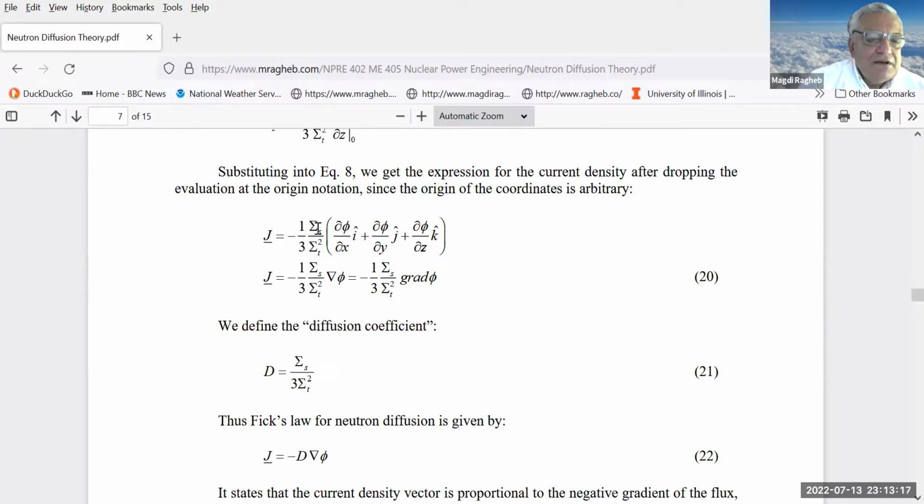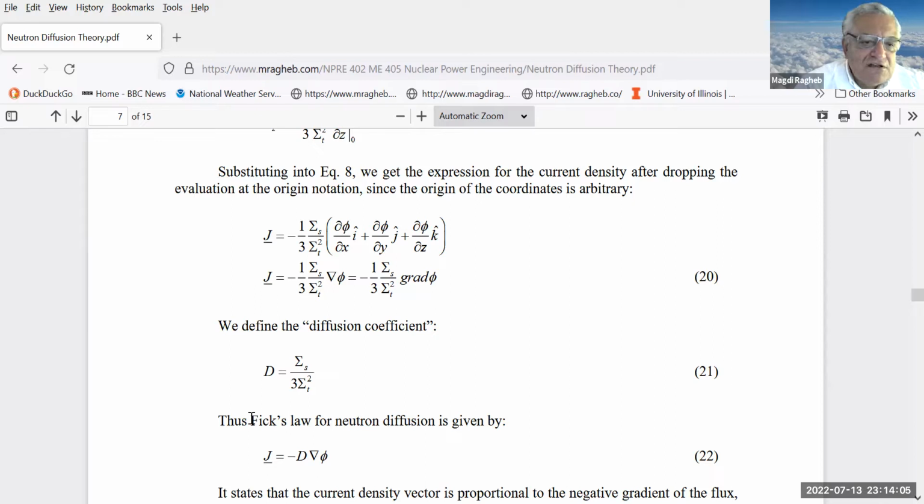And the fact that there are scattering probabilities and total absorption probabilities gives us in Fick's law a minus sign, because the gradient from the center of the reactor core to the outside is going to be a negative slope. And we write it with the nabla symbol that you have seen in your calculus classes, so that the current is basically minus a constant, which we call the diffusion coefficient. So the diffusion coefficient is 1/3 the macroscopic scattering cross-section divided by the total cross-section squared.